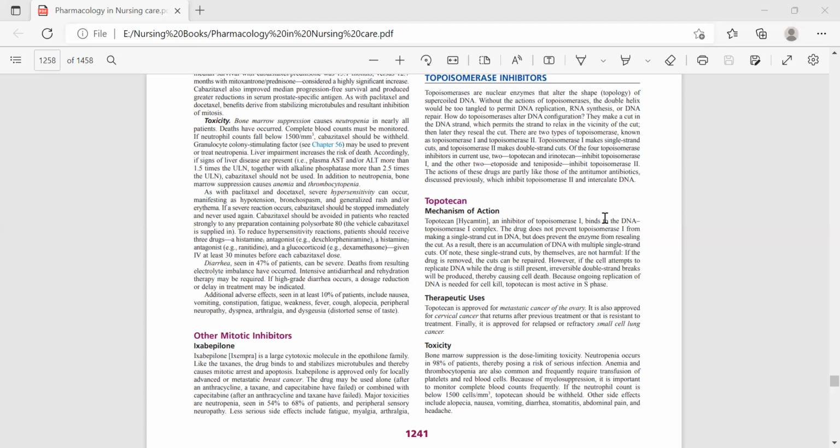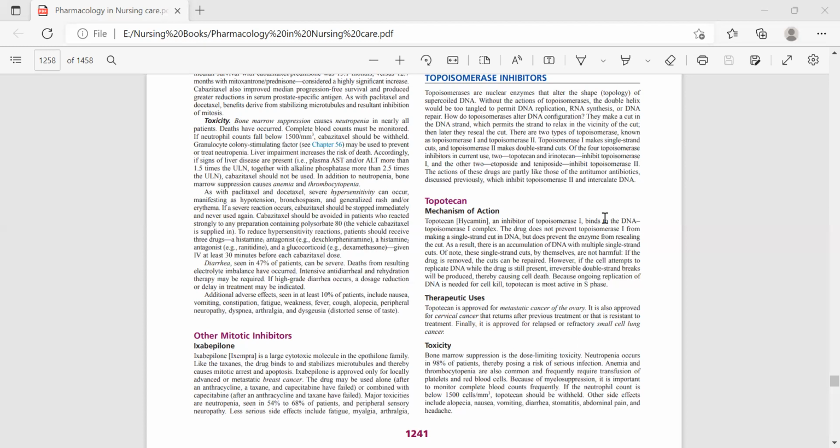There are two types of topoisomerase, known as topoisomerase 1 and topoisomerase 2. Topoisomerase 1 makes single strand cuts, and topoisomerase 2, as the name indicates, makes double strand cuts. The topoisomerase inhibitor drugs are grouped in two groups. The first group contains topotecan and irinotecan, which inhibit topoisomerase 1, and the other group contains etoposide and teniposide, which inhibit topoisomerase 2.